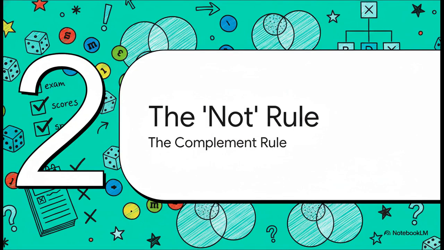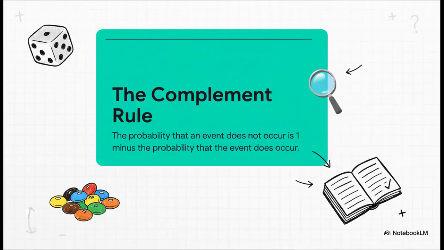All right, tool number 2 for the kit. And this one is a fantastic shortcut. It's for figuring out the probability of something not happening. It's called the complement rule. The logic here is actually super simple. The total probability of everything that could ever happen always adds up to 1 or 100%, right? So the chance of something not happening is just 1 minus the chance that it does happen. This little trick can save you so much work.